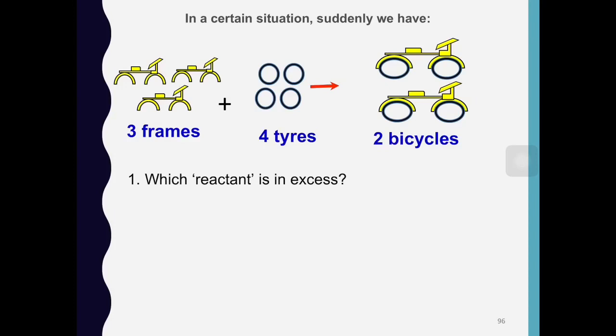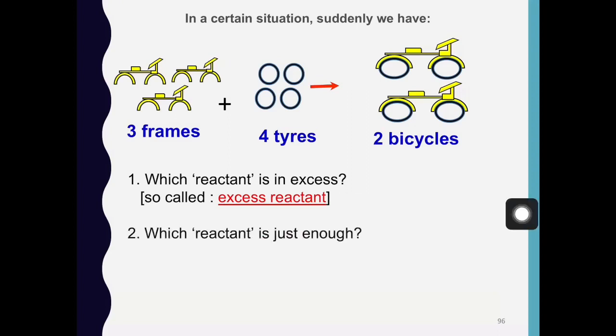So in this case, frames and tires are the reactant and the bikes are the products. So which reactant is in excess? We can see here that the frames are in excess. So the reactant that is in excess is called the excess reactant. And which reactant is just enough? So the reactant that is just enough in this situation is the tires. So, in this situation, the tires are the limiting reactant.